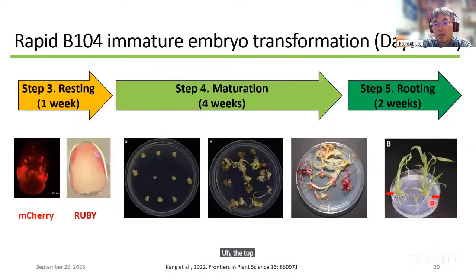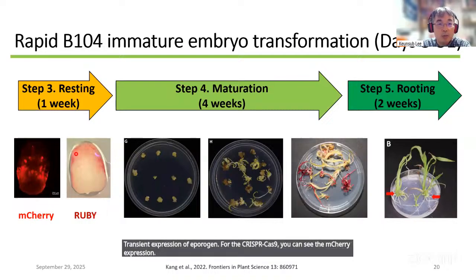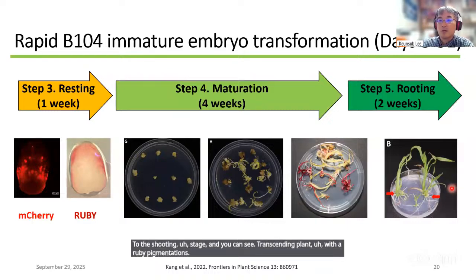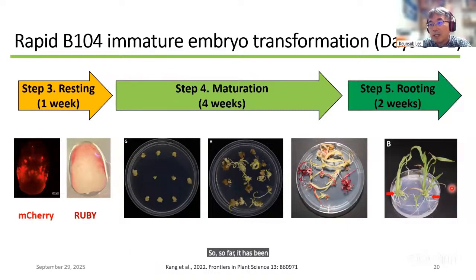After that, you can immediately see transient expression of the reporter gene. For the CRISPR-Cas9, you can see the mCherry expression. But with Ruby, you don't need any special tools, and you don't have to sacrifice your tissue to visualize the transient expression. After maturation, we put them to the shooting stage, and you can see transgenic plants with the Ruby pigmentation. So far, it has been working really nicely.